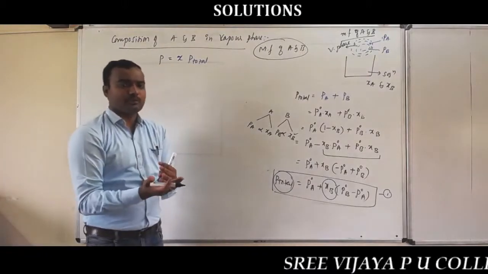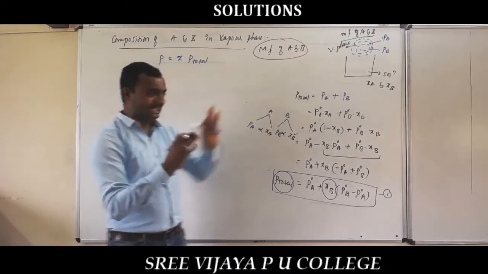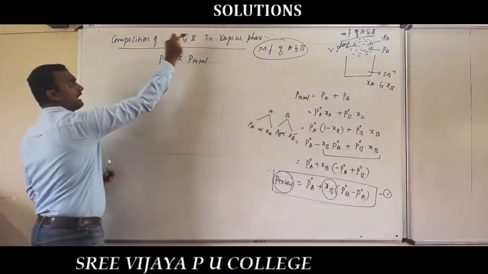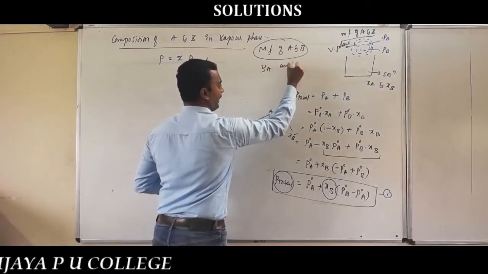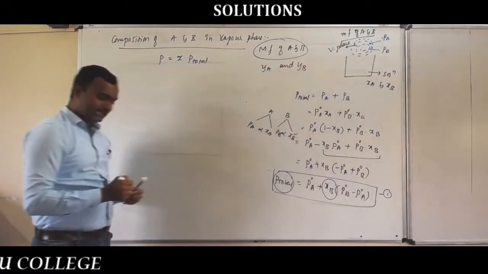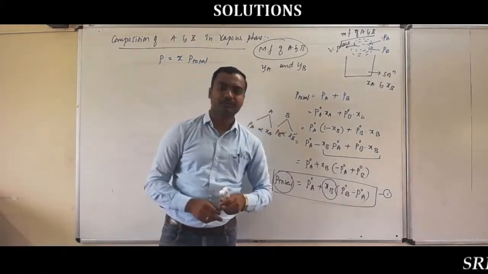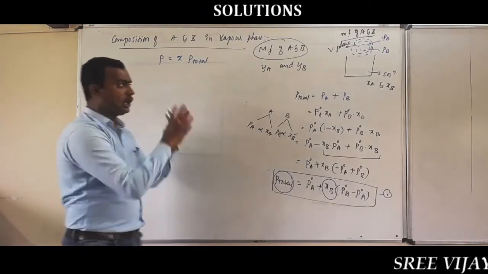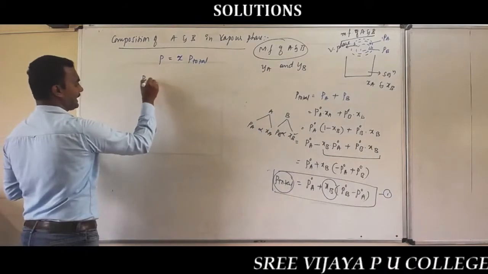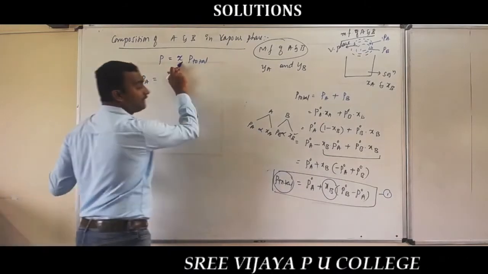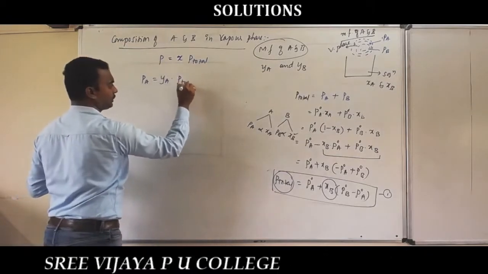Once we have the number of moles, we can find the mole fraction. The mole fraction of A and B, that is the composition of A and B in vapor phase, is indicated as YA and YB, where YA is the mole fraction of component A in vapor phase and YB is the mole fraction of component B in vapor phase. How to calculate? Apply Dalton's law of partial pressure. So PA is equal to the mole fraction in vapor phase, which we take as YA for the component, into P total.